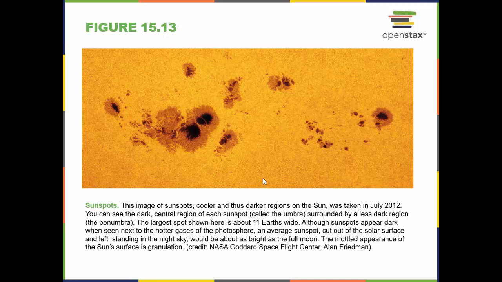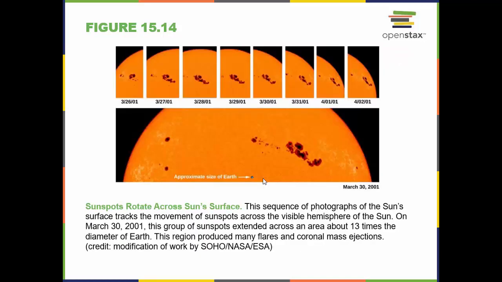And the muddled appearance of the sun's surface is the granularity. These sunspots rotate across the sun's surface, and this sequence shows photographs of the sun's surface and tracks the movement of these sunspots across the visible hemisphere of the sun. This was taken on March 30th of 2001. This group of sunspots extended an area of about 13 times the diameter of the Earth, and this region has produced many flares and coronal mass ejections.